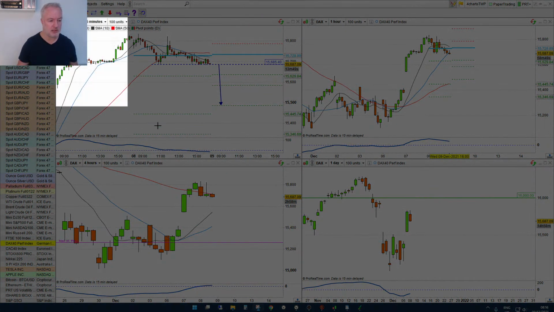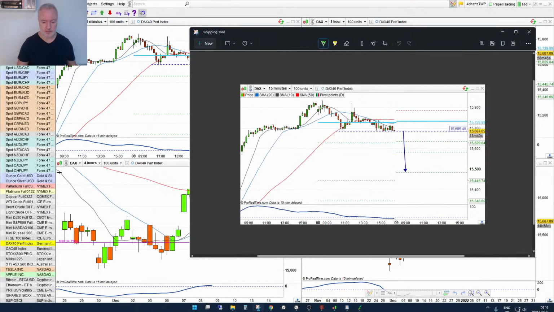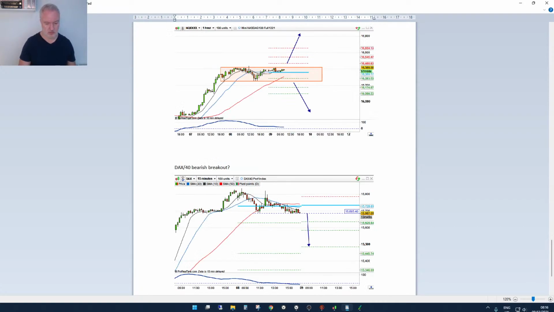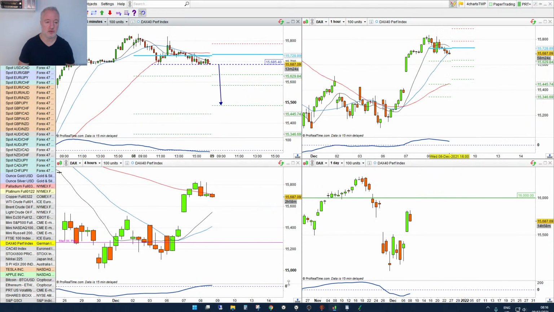Almost done, guys. A couple more minutes and we're done. DAX 40 bearish breakout. Just watching that one off that level. I'm watching it on my account. It's still in that range. Hasn't broken out yet. So interesting to see the difference.